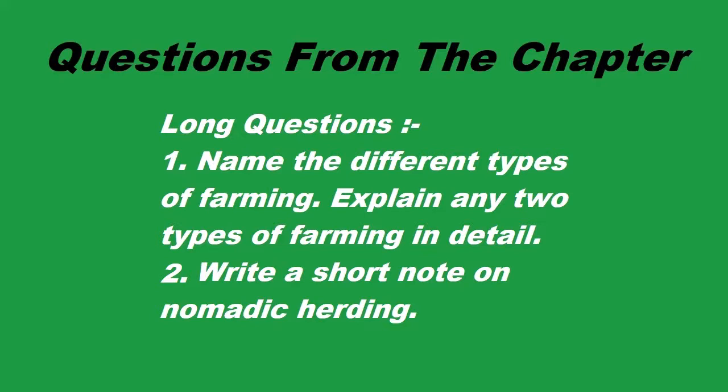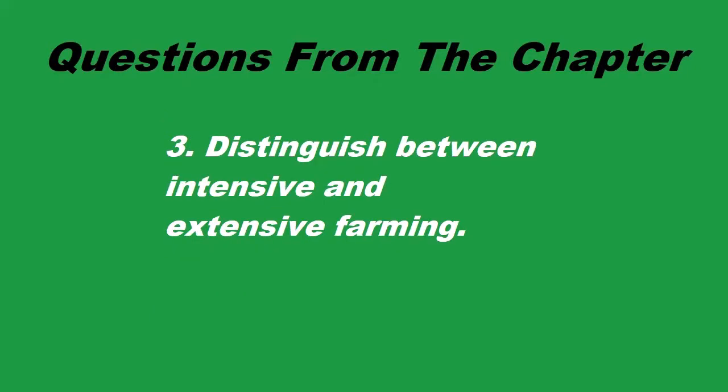And the seasonal movement of the nomads along with their cattle uphill during summer and downhill during winter in search of pasture is called transhumance. Next question is, distinguish between intensive and extensive farming.